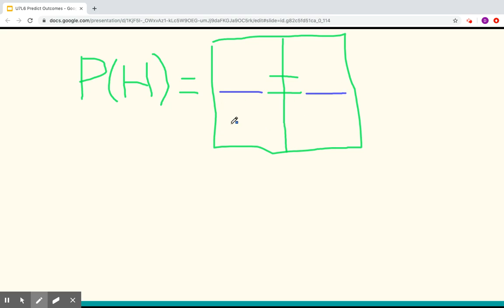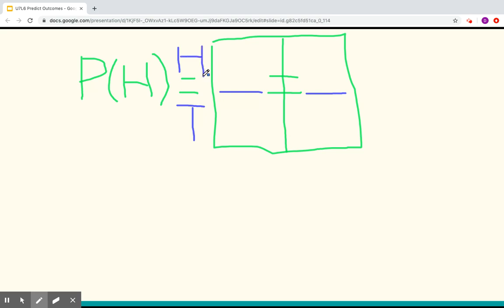The denominator is always going to represent our total outcomes, so I'm going to put T in the denominator for total outcomes. And the numerator is going to be our desired result. Looking back at the question, the desired result is the coin landing on heads. So I'm going to title the numerator H for heads.